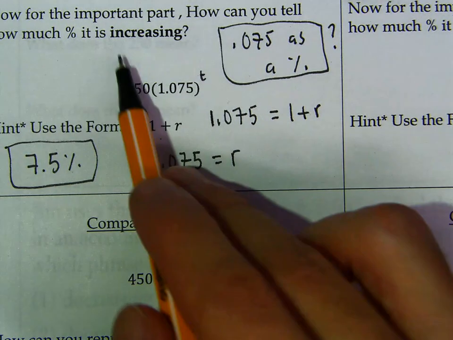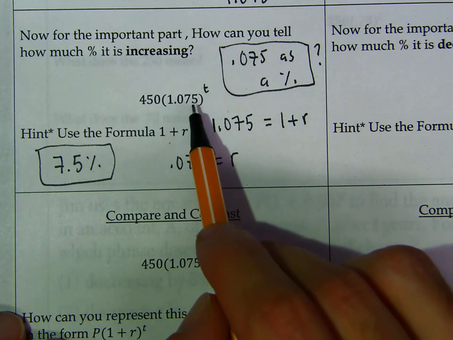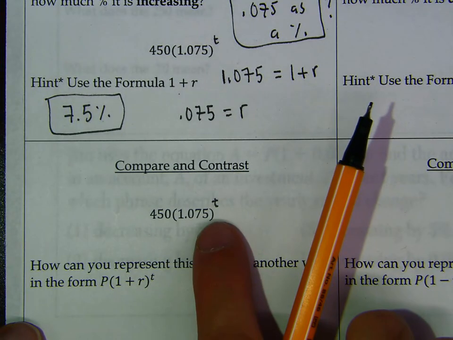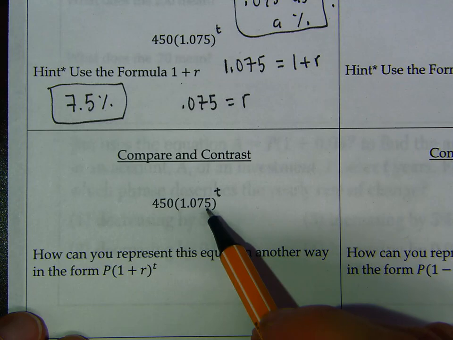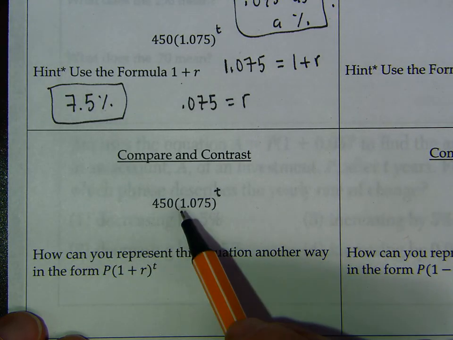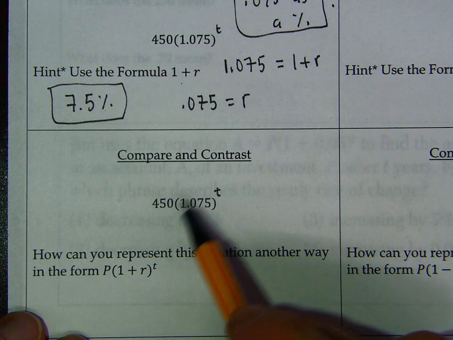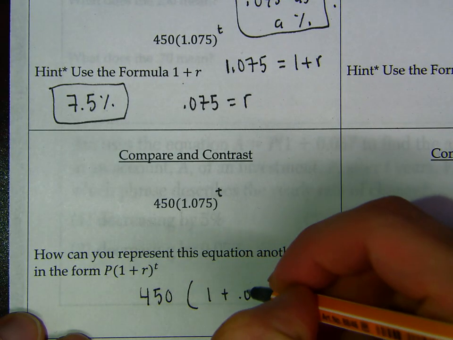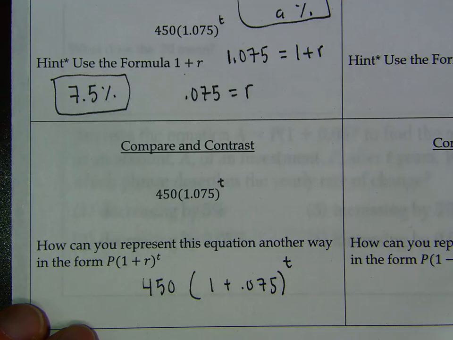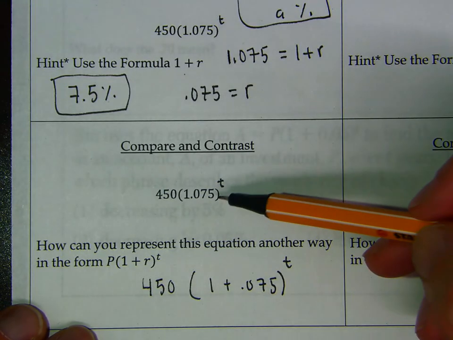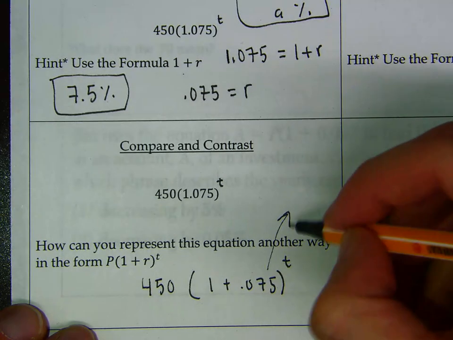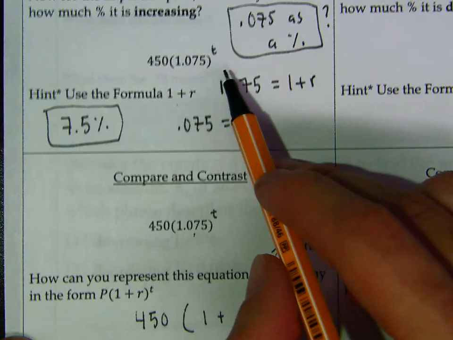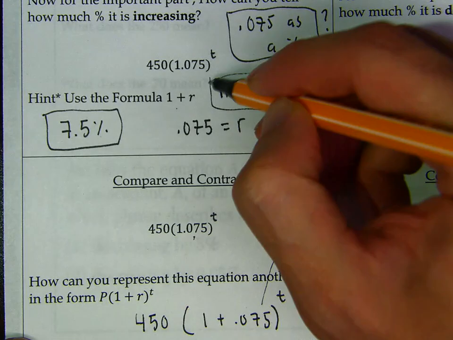This 7.5% represents the percentage growth of the formula. It's growing by 7.5%. Right? So then what can I do? Try this one. This is your formula. How can you represent this equation in another way? Pause the video. This is my 1 plus r. But if I have this, then it's easy to see that it's 7.5% growth. But if I have this, you have to figure out what the growth is by setting up this formula.